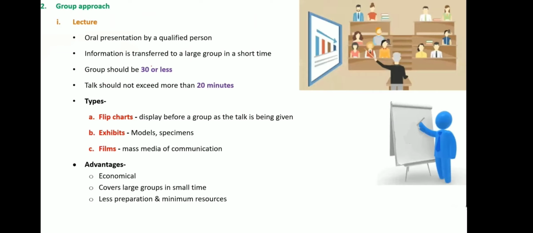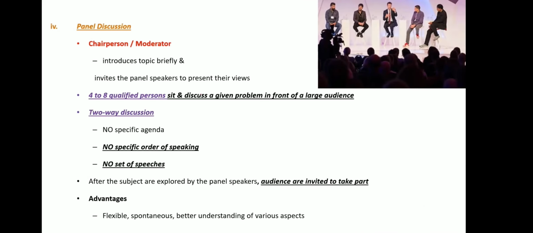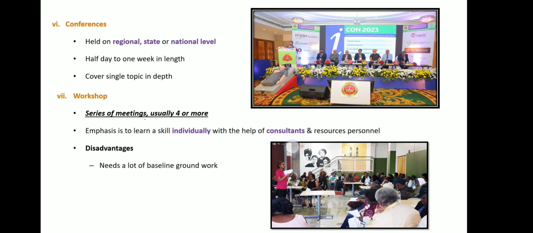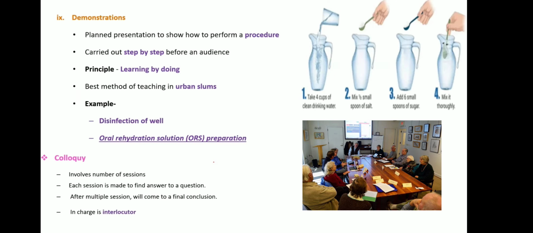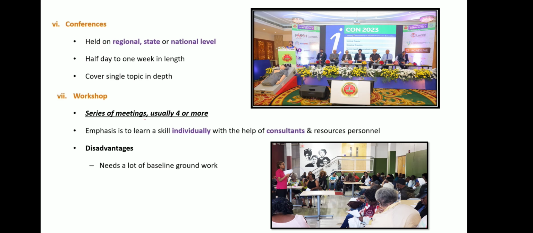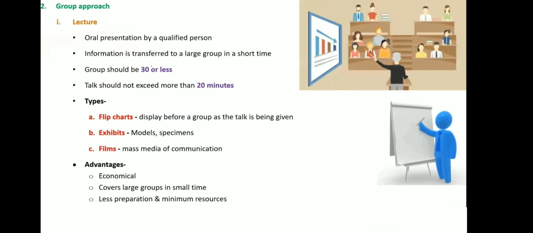Moving on to the group approach. Under the group approach we have lectures, demonstrations, that is the discussion methods, and seminars, discussion groups, and we have certain types of it: panel discussion, symposium, workshop, conferences, seminars, role playing, etc. So we see that we have a total of 9 group approaches, beginning with lectures.